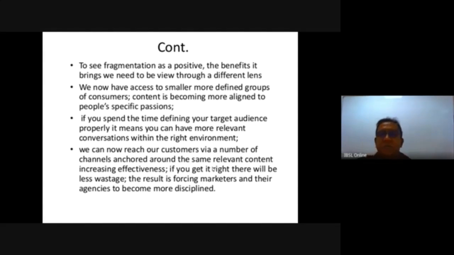To see fragmentation as a positive, the benefit it brings, we need to view it through a different lens. We now have access to smaller, more defined groups of consumers. Content is becoming more aligned to people's specific passions. If you spend the time defining your target audience properly, it means you can have more relevant conversation within the right environment. We can now reach our customers via a number of channels anchored around the same relevant content, increasing effectiveness. If you get it right, there will be less wastage. The result is forcing marketers and their agencies to become more disciplined.